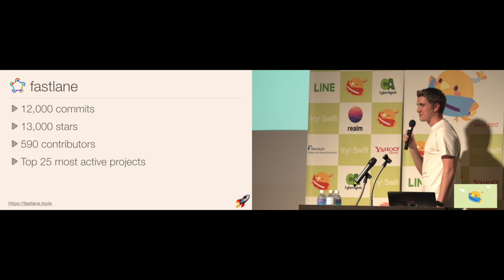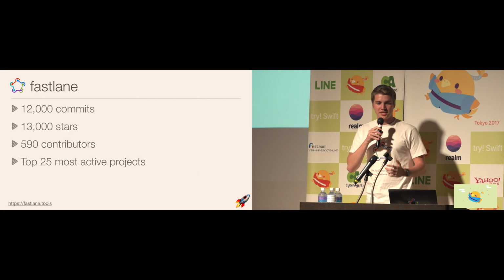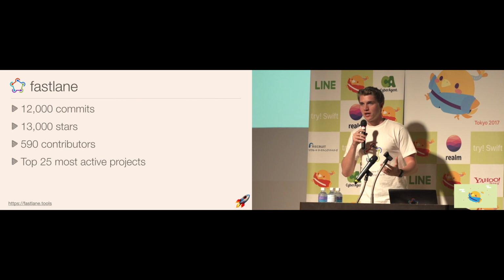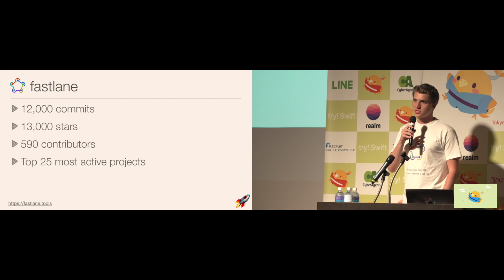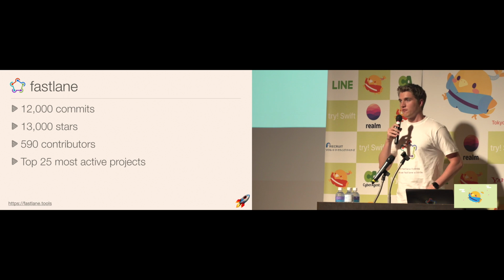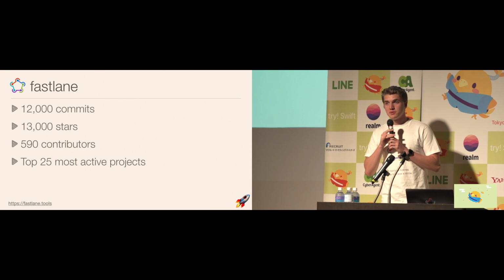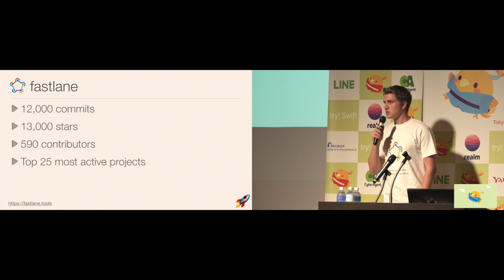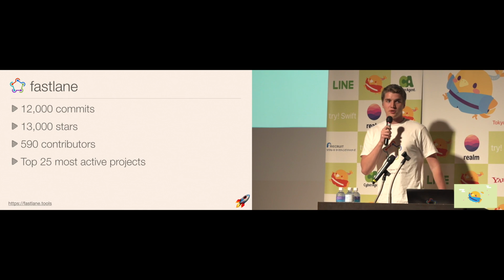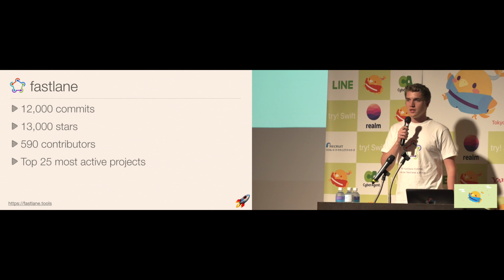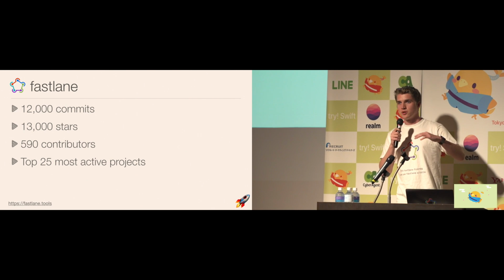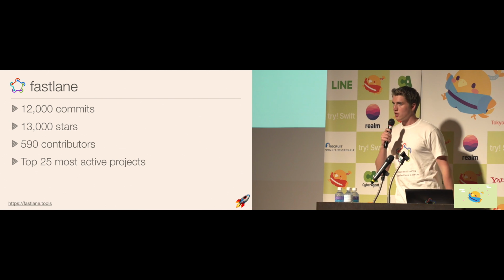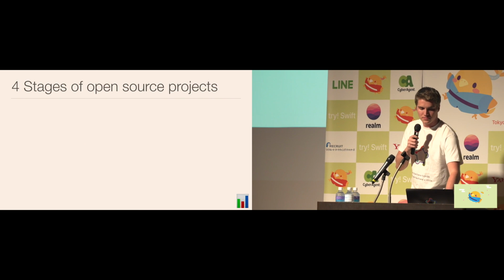So I was lucky enough to grow a small side project to a tool that is now part of Google, with over 12,000 commits and 13,000 stars on GitHub. Fastlane is very actively being developed by over 500 external contributors and was recently named as one of the most active projects on GitHub. And in this talk, I want to share what I learned when scaling the project from 0 to tens of thousands of active users.